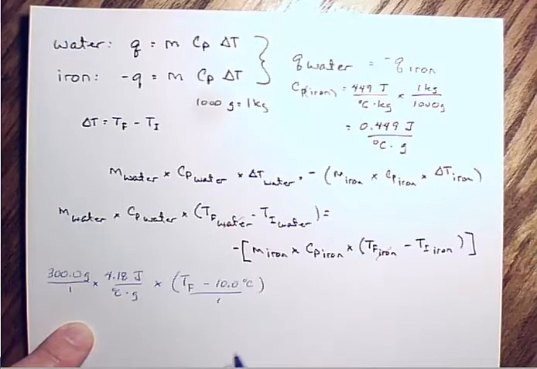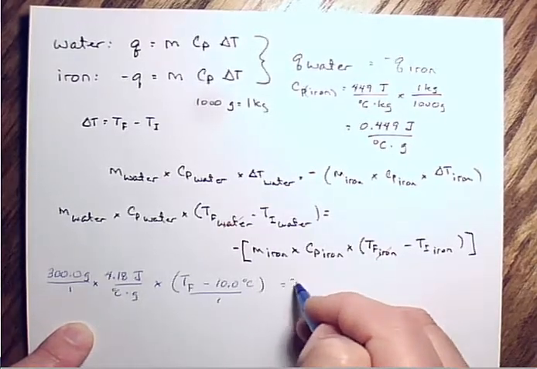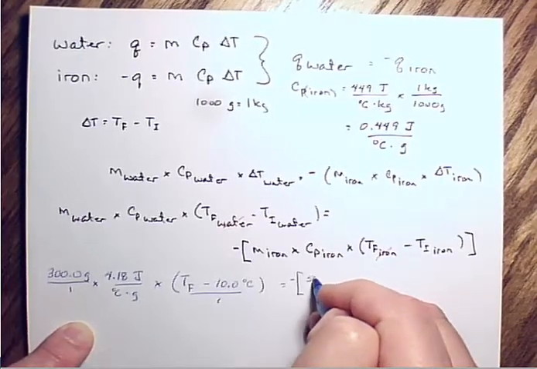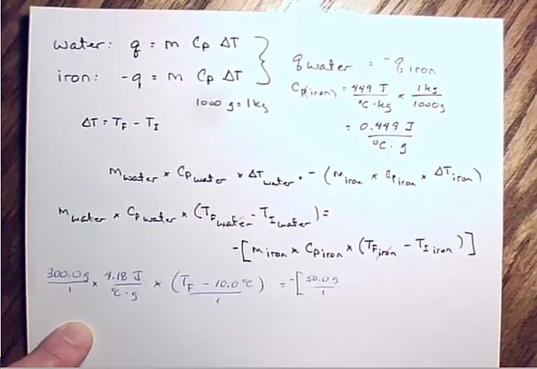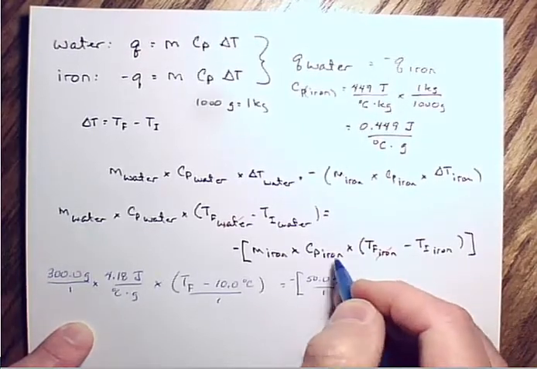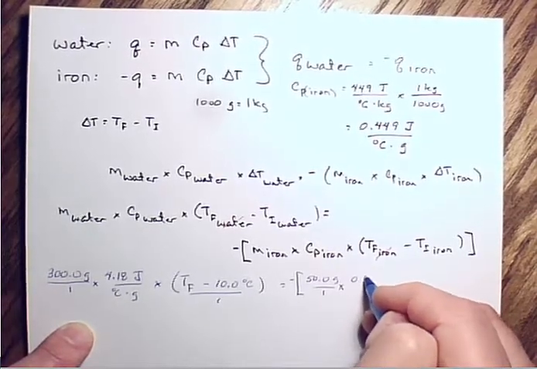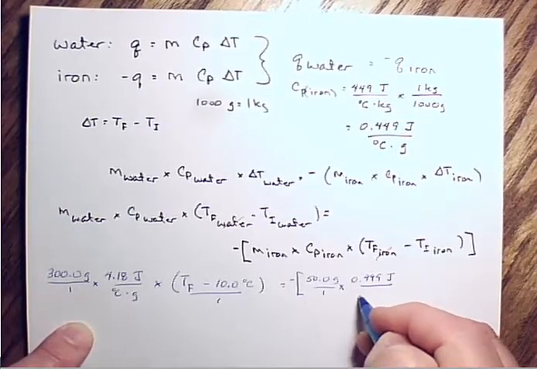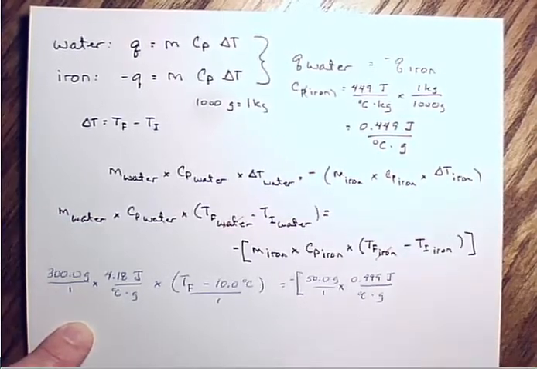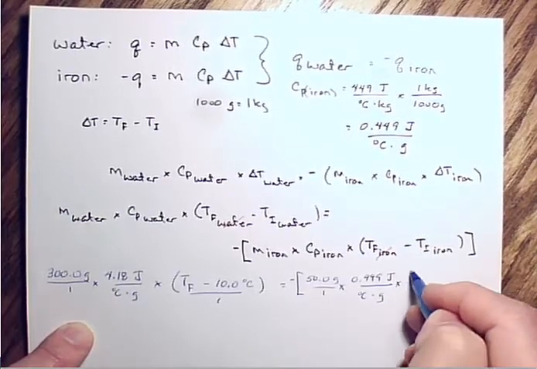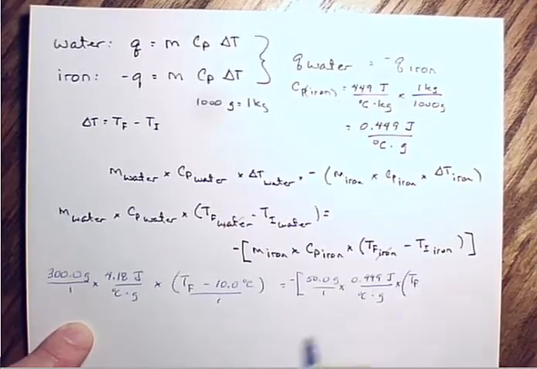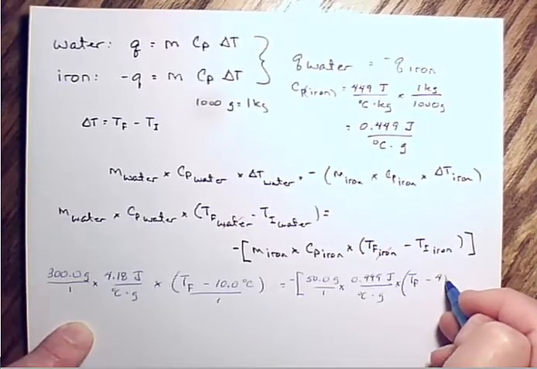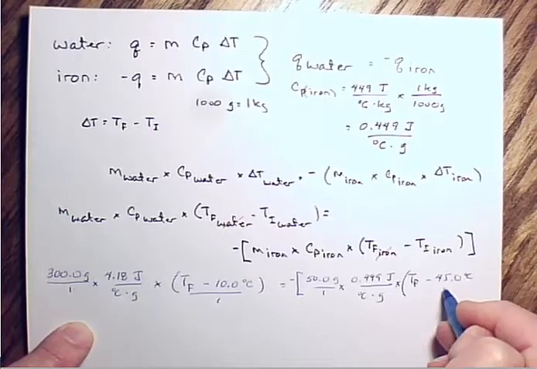Alright? And that's equal to the inverse over here. Mass of the iron is 50.0 grams times the specific heat for the iron, 0.449 joules per degree C per gram, times temperature final we don't know, but it's the same for both iron and water, minus 45.0 degrees C.